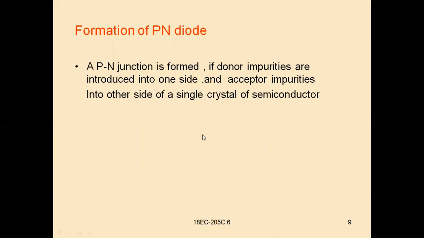So a PN junction is formed if donor impurities are introduced into one side and acceptor impurities into the other side of the single crystal of semiconductor.